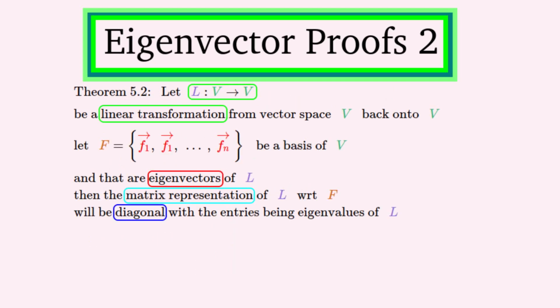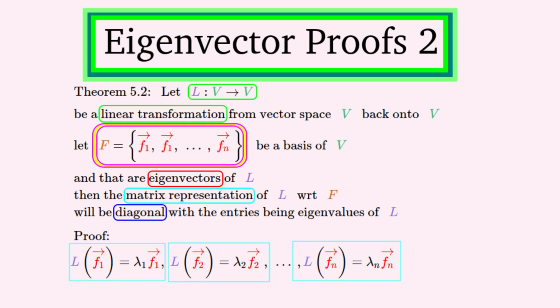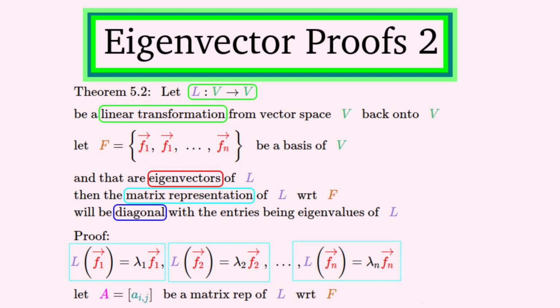So now to get back to proving this theorem. Since these vectors are eigenvectors of L, we can write out these equations. L applied to each of these vectors is equal to a scalar multiplied by each of these vectors. The scalars are the eigenvalues corresponding to these eigenvectors. We'll call them lambda, being the standard variable to represent them. And we'll let A be this matrix representation of L with respect to the set F that contains all of these eigenvectors of L. And we can already define the entries of A to be little a with these subscripts.